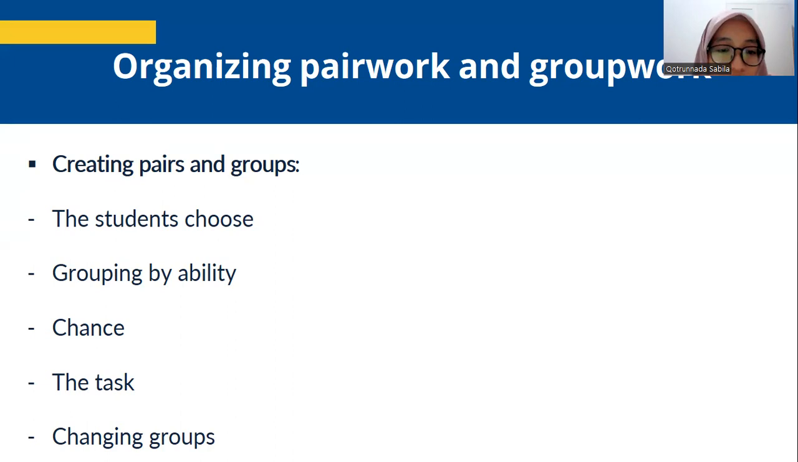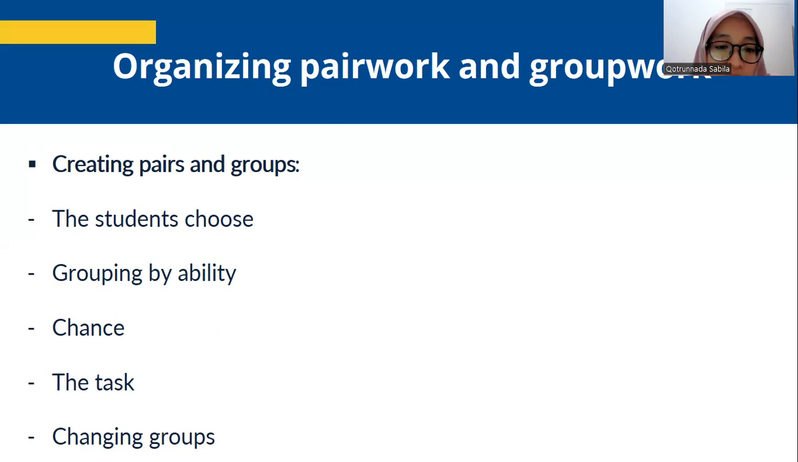And then chance. We can also group students by chance, that is for no special reasons of friendship, ability, level or of participation. And then the task. If the task is about people who are interested in particular leisure activities, that might determine who works with whom.